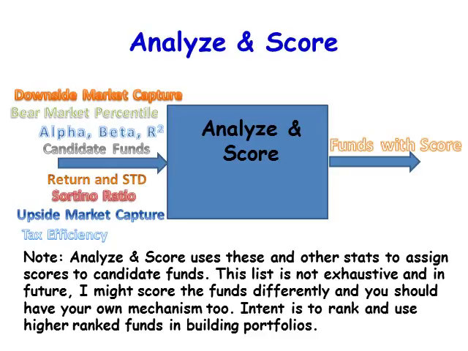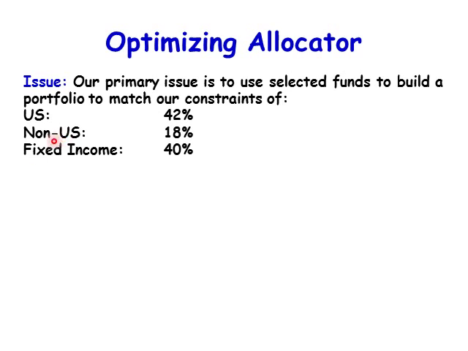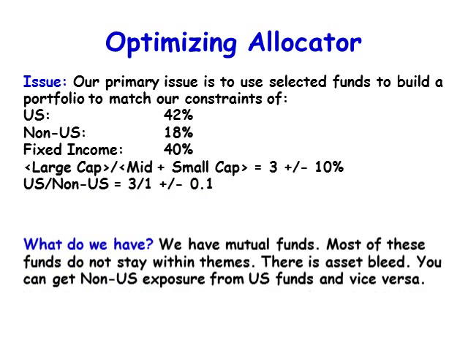Now we are going to the last process, the optimizing allocator. Our primary issue is to use selected funds to build a portfolio to match our constraints: U.S. is 42%, non-U.S. allocation is 18%, fixed income is 40%, large cap to mid cap plus small cap ratio is 3 within plus or minus 10%. U.S. to non-U.S. is 3 within plus or minus 0.1.